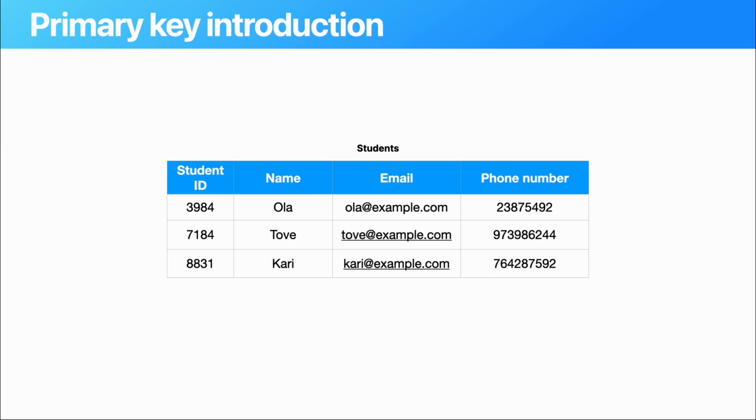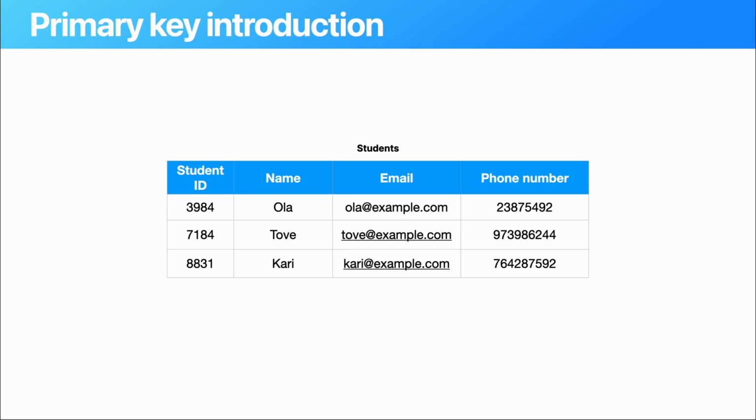Now consider this students table. Over here we have student ID, name, email and phone number columns. So we have 4 columns over here. Now for example, you want to delete the first one, that is Ola. So you want to delete that record. What you could do is delete the record where the name is equal to Ola.